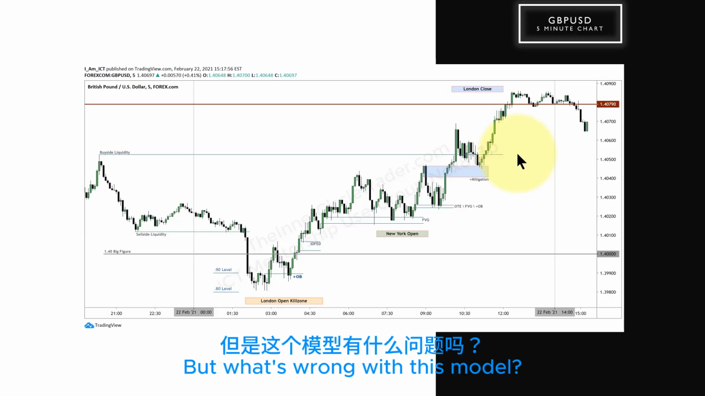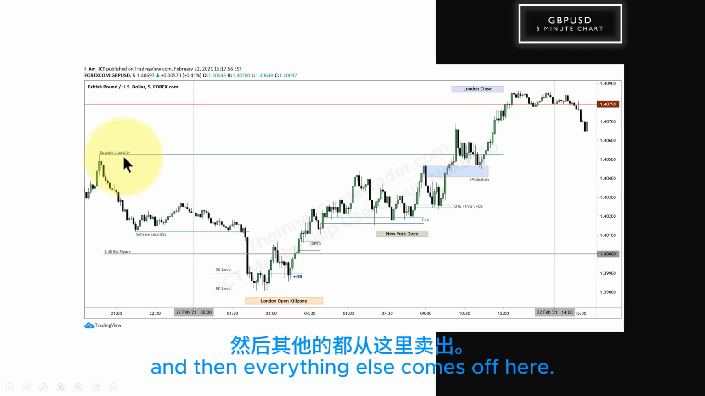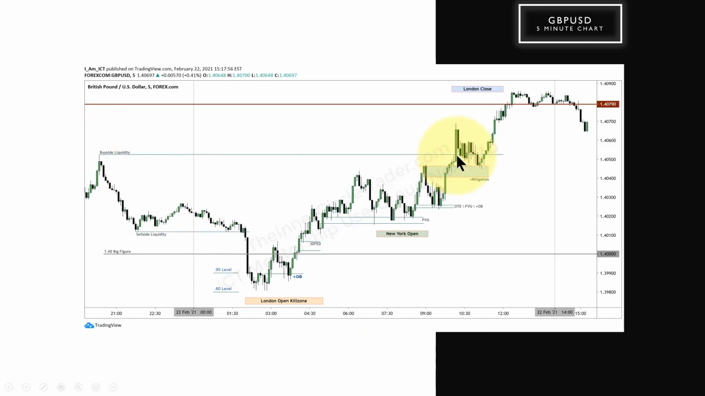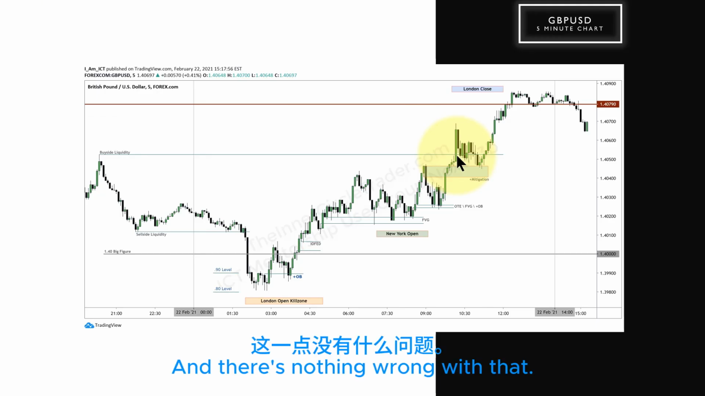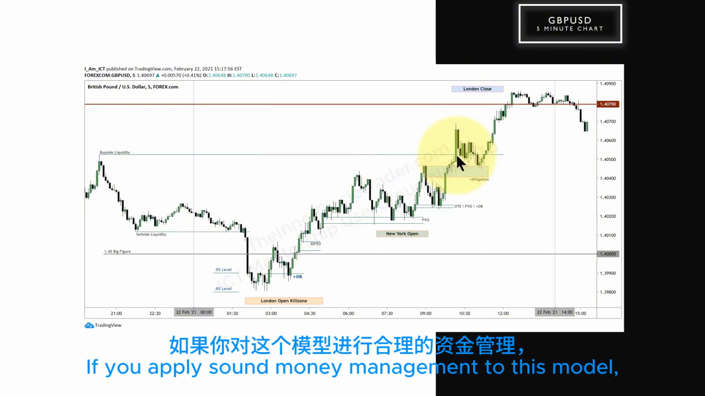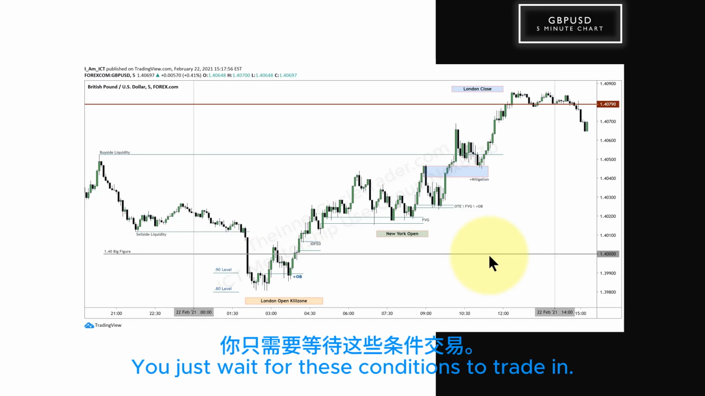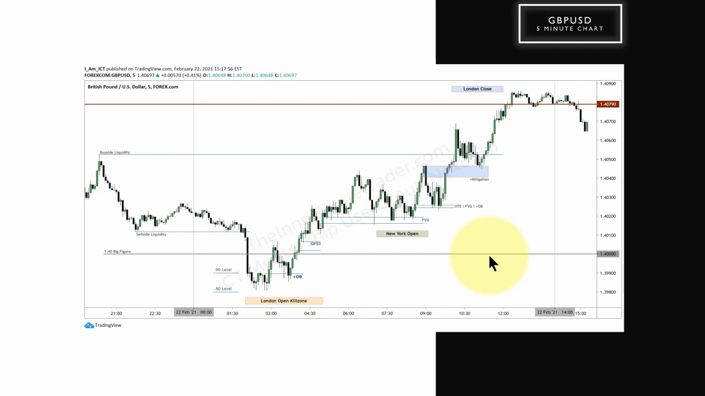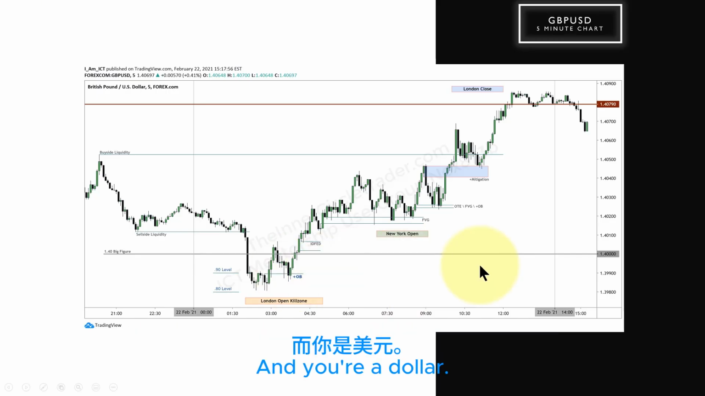But what's wrong with this model? If you're a buyer down here, you're taking partial here, and then everything else comes off here, and you submit to 10 o'clock in the morning as your basis. There's nothing missing, and there's nothing wrong with that. If you apply sound money management to this model, that's it. You got it. You just wait for these conditions to trade in. What conditions are that? Well, the dollar should be going lower, and that means you should be seeing real easy buy signals in cable and euro dollar.